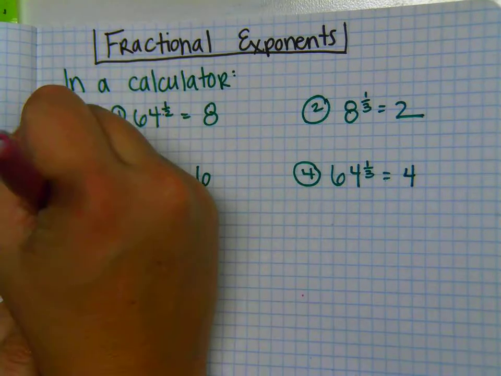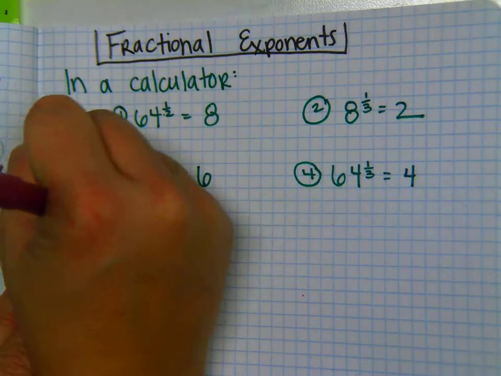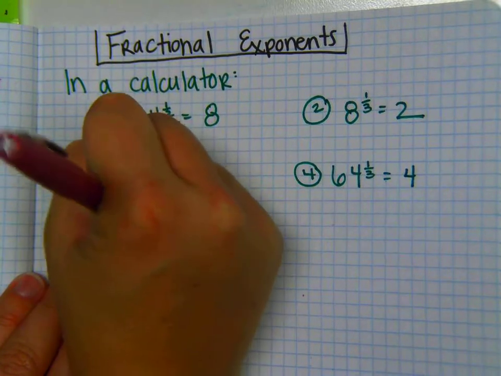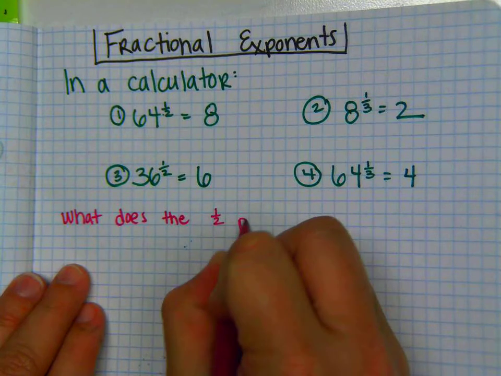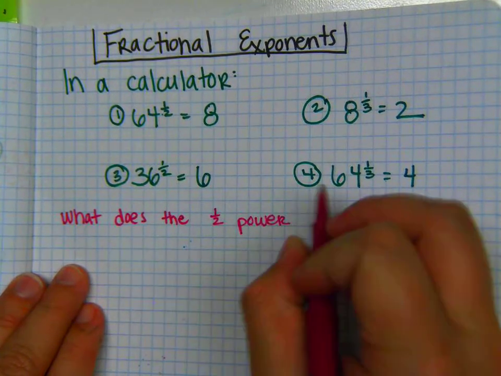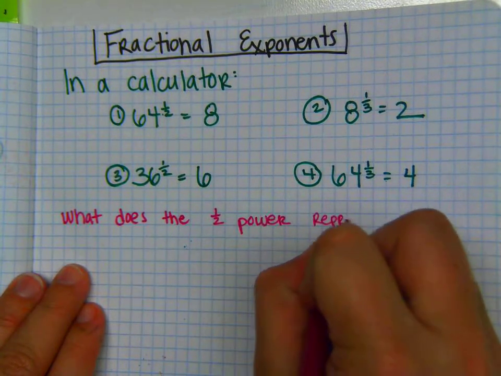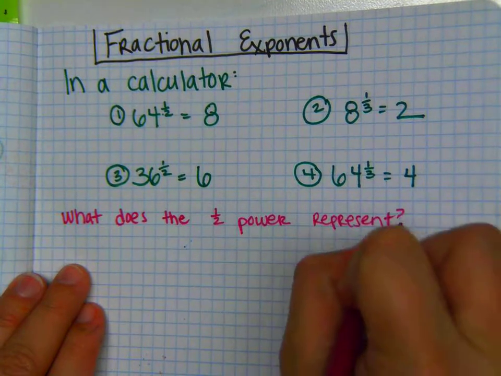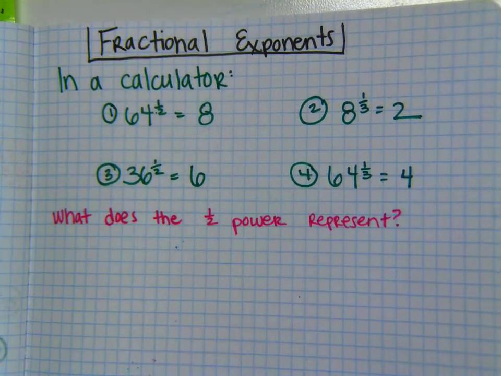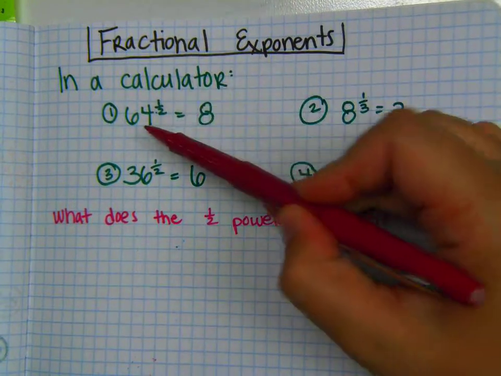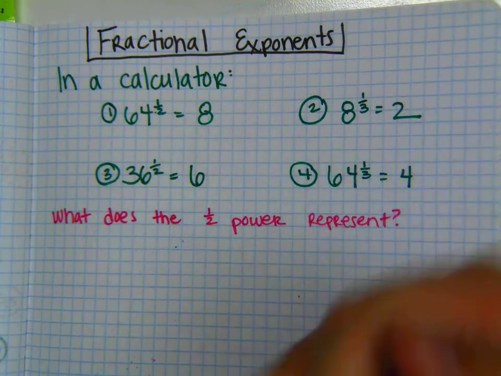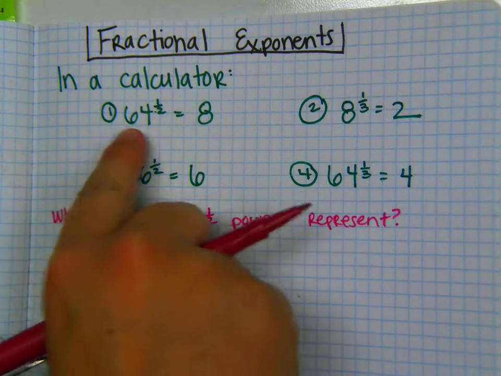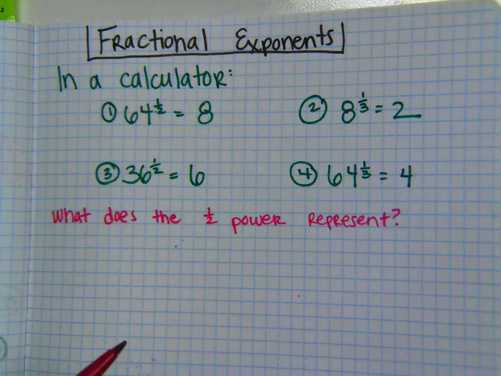My question is, what does the 1/2 power represent? So that's my question. What does the 1/2 power represent? Well, looking at this, 64 to the 1/2 is 8. 36 to the 1/2 was 6. Do you notice a relationship between 64 and 8, 36 and 6? Hopefully you can see that those are the square roots.